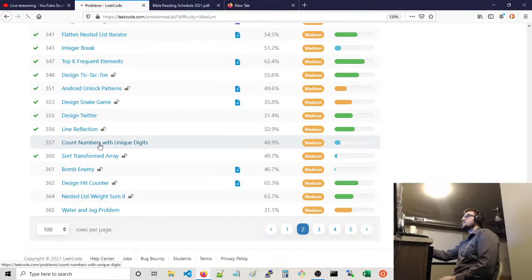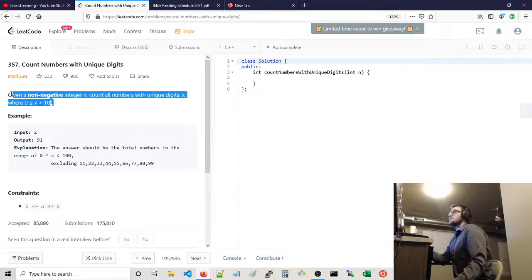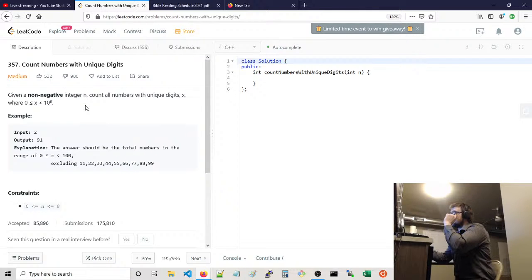Count numbers with unique digits. Let's see how we do here. So, given a non-negative integer n, count all numbers with unique digits x, where 0 is less than or equal to x is less than 10 raised to the n. Whoa, that's a lot of numbers.